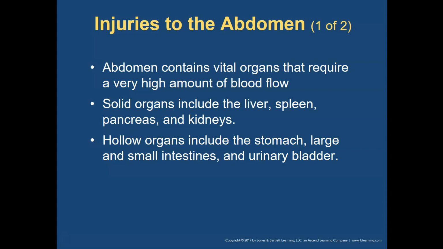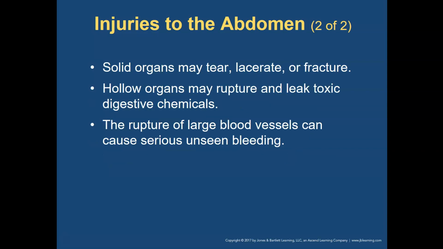Now, injuries to the abdomen. The abdomen contains vital organs that require a very high amount of blood flow to perform functions necessary for life. So organs of the abdomen and the retroperitoneum can be classified into two categories. We talked about them earlier. We can talk about solid organs and we talk about hollow organs. So solid: liver, spleen, pancreas, kidneys. That's what we're talking about when we say solid. And then hollow, you're going to see things like stomach, large and small intestines, urinary bladder.